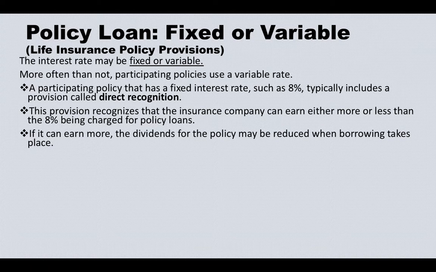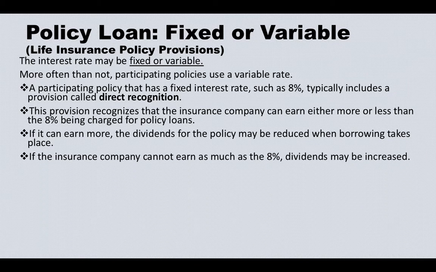However, if I give that money to someone else, I can get 10%. You know what? For the 2% difference, I'm going to reduce your dividend. I have to pay you dividends, and I'm going to reduce them to make up the difference. So this is very interesting. If the insurance company cannot earn as much as 8%, the dividend may be increased.